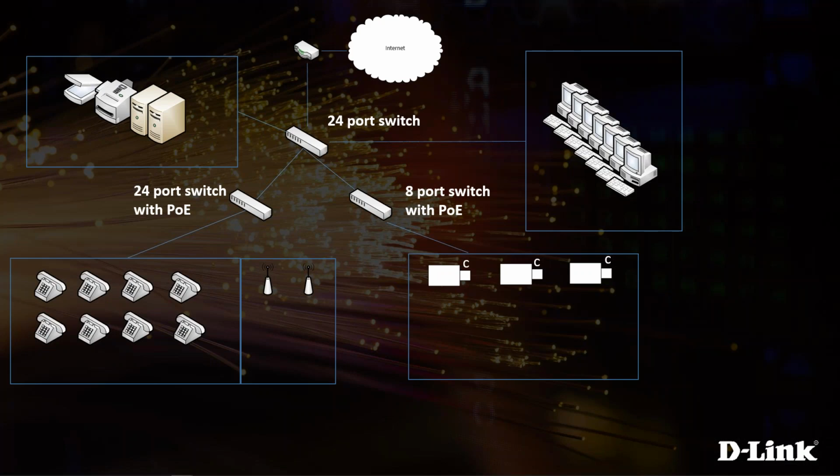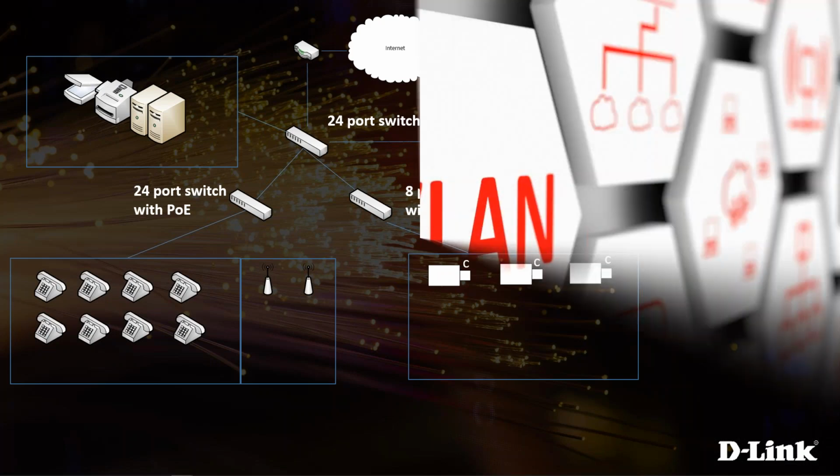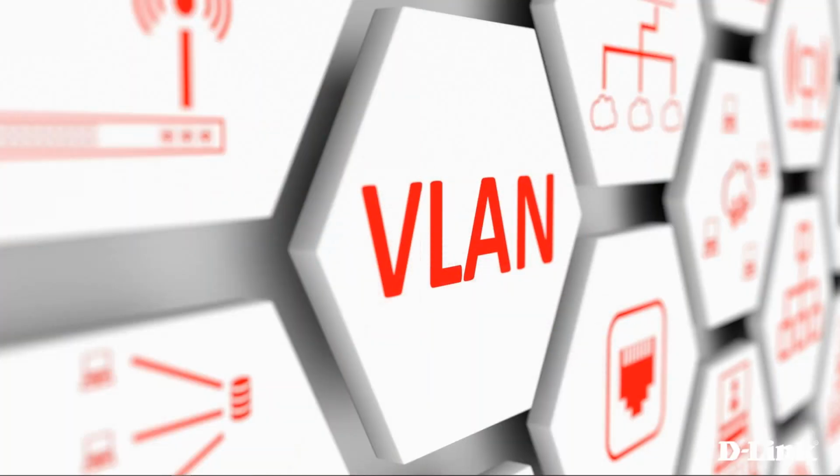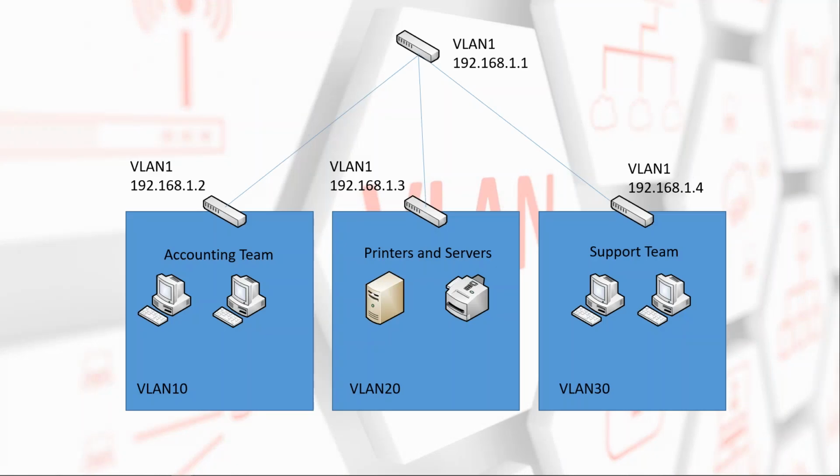Now, if these were smart switches or managed switches, you'd be able to say, hey, I want my cameras on one switch, and I want that switch to be part of a different VLAN. We want our phones and things in a different group. And we can do that using this thing called a VLAN. So let's have a look at what a VLAN actually is.